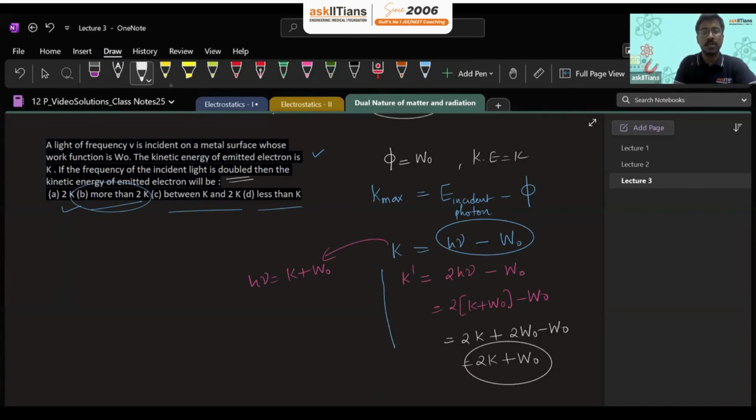So clearly our answer has to be option 2. From the first way that we did, it was not clear whether it is greater than 2K or between K and 2K. This way it's very clear. So I hope it is clear.